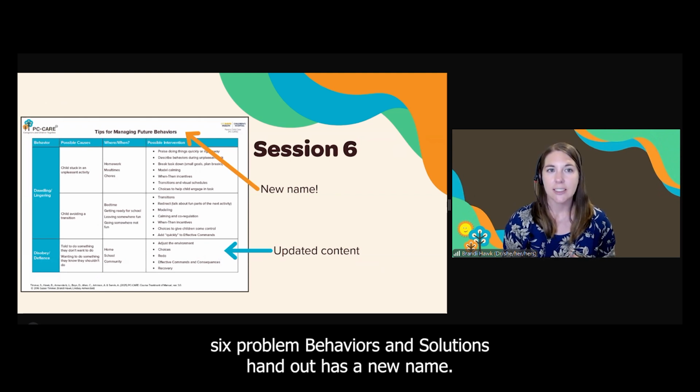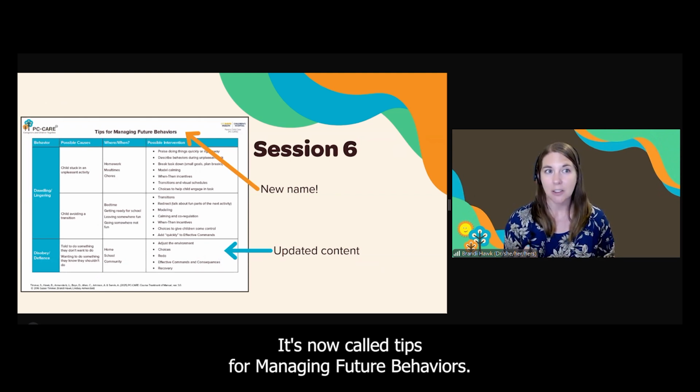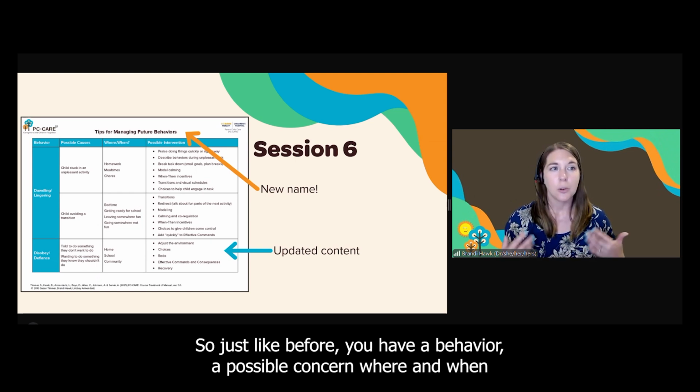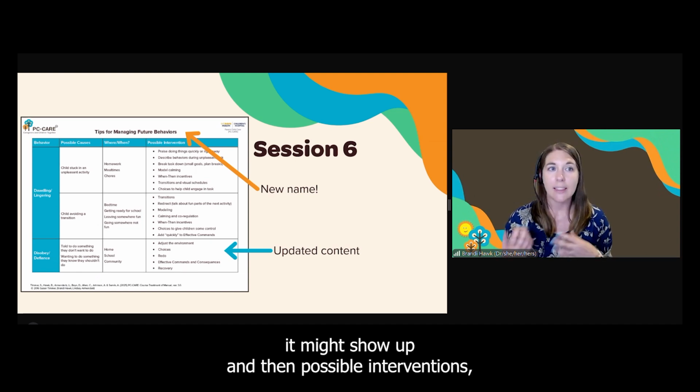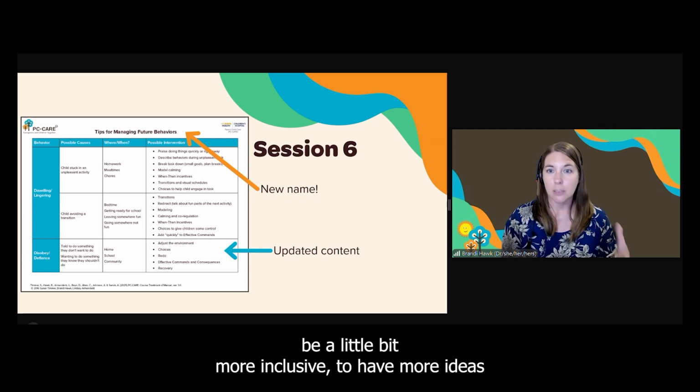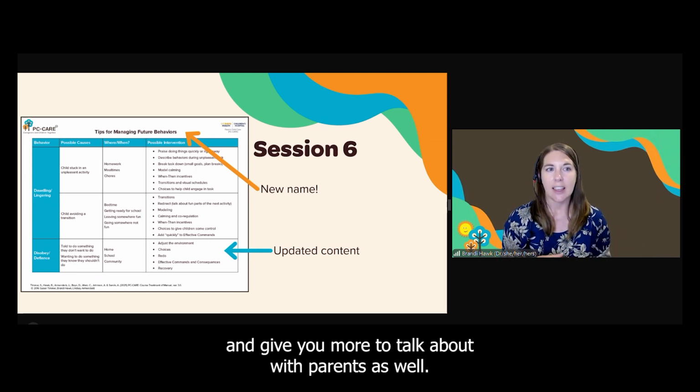Our session 6, Problem Behaviors and Solutions handout, has a new name. It's now called Tips for Managing Future Behaviors. And it's the same thing, but expanded. So, just like before, you have a behavior, a possible concern, where and when it might show up, and then possible interventions. We've updated these to be a little bit more inclusive, to have more ideas, and give you more to talk about with parents as well.